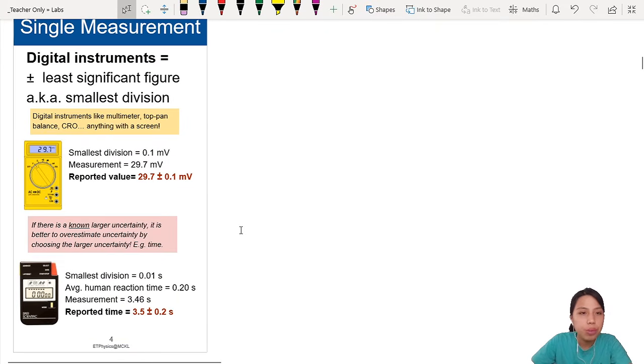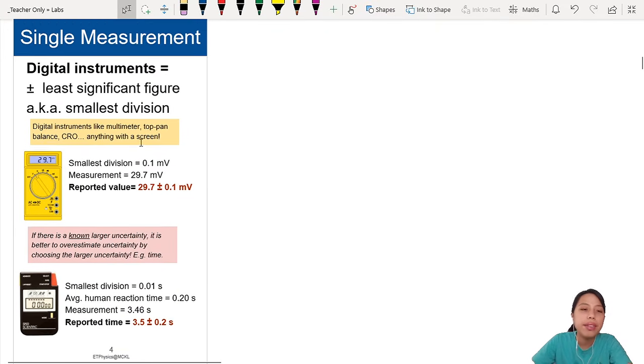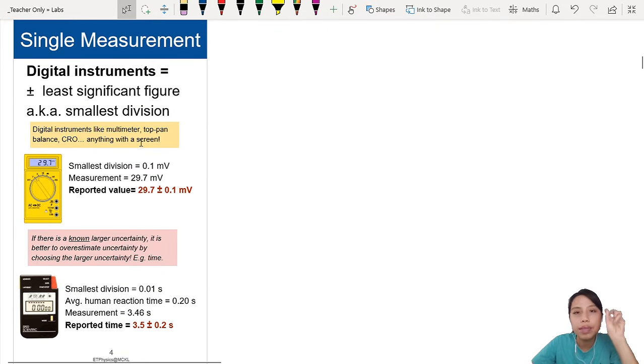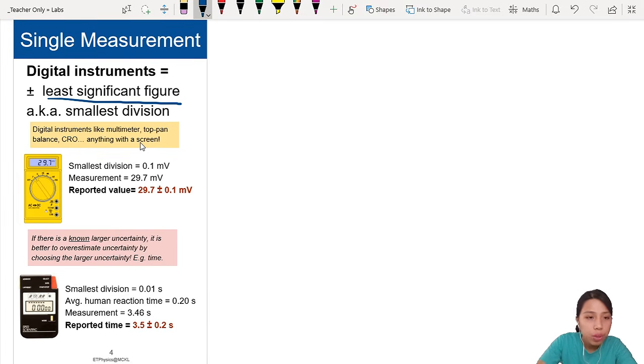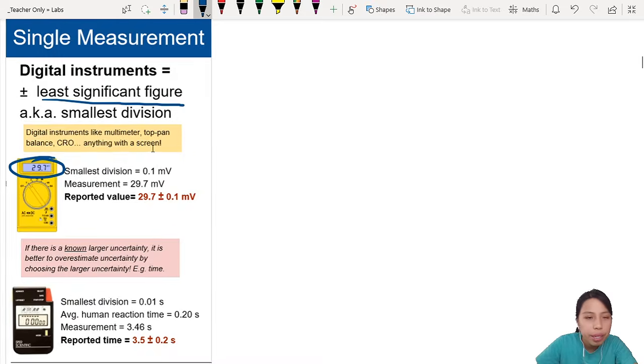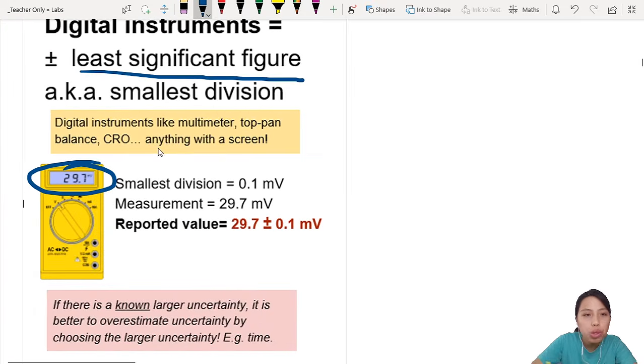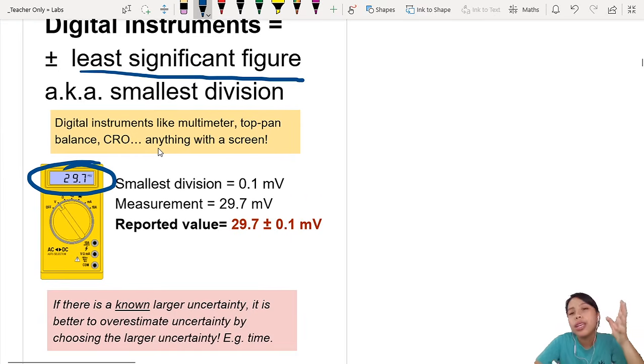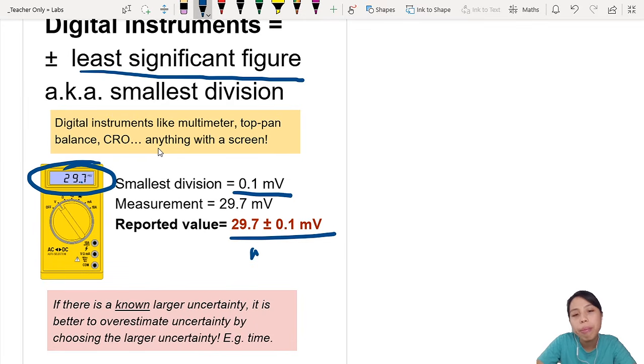Then you come to digital instruments. Everything you see that has a screen, has numbers, has things flashing, that's a digital instrument. So what you can do is, you just choose the least significant figure. So you see here, this mini voltmeter, 2.97 millivolts, right? You could say, oh, the smallest is 0.1 millivolt, so I choose that. Can? This is the minimum.